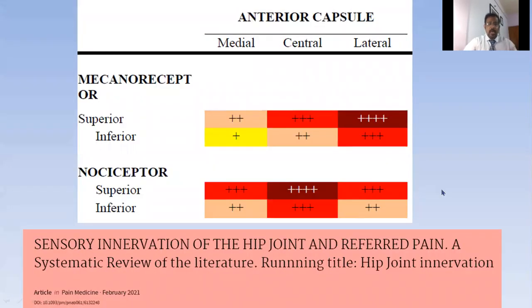So where are the nociceptors present in the anterior capsule? The nociceptors are present almost throughout the anterior hip capsule, but the maximum concentration of the nociceptors is in the superior central part of the anterior hip capsule.